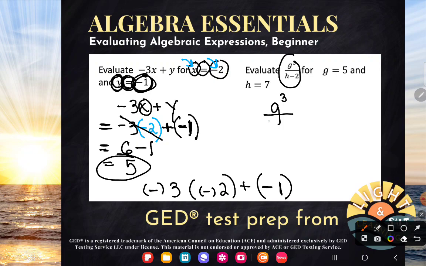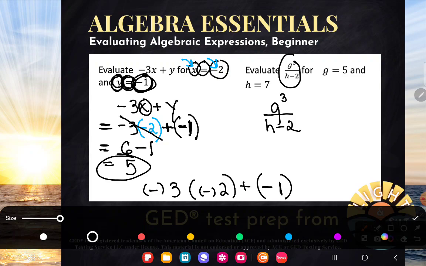It says evaluate g cubed over h minus 2. That's my expression. So I'm going to start by just writing that down. You don't have to. Nobody's checking your work on the GED, but believe me, Mama Kate knows you make more errors when you don't write it down. So just write it down. It took me 2 seconds. And I'm going to evaluate that for g equals 5 and h equals 7.